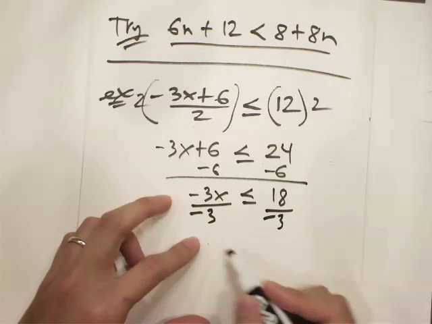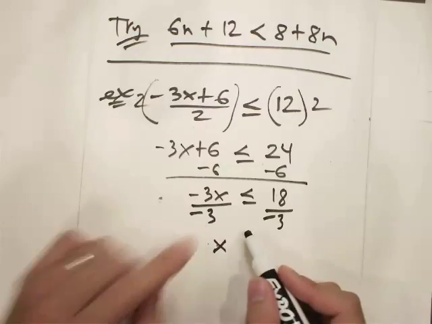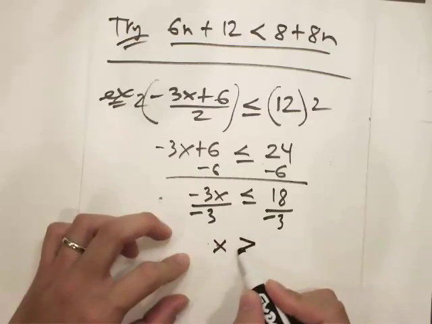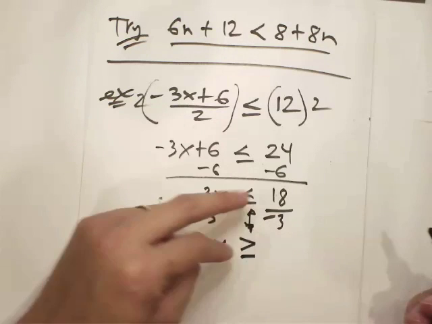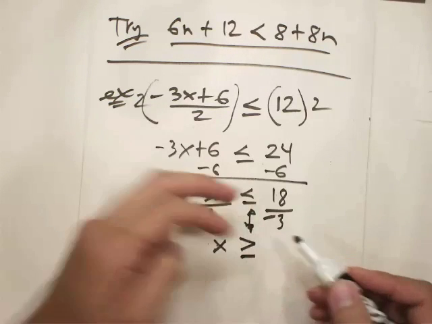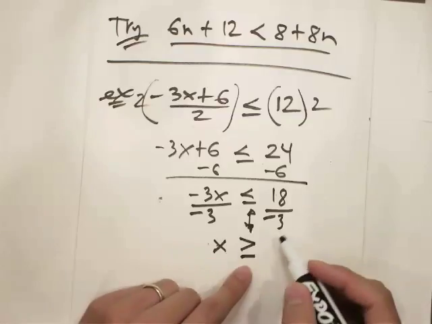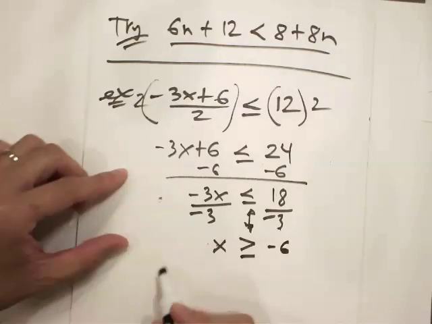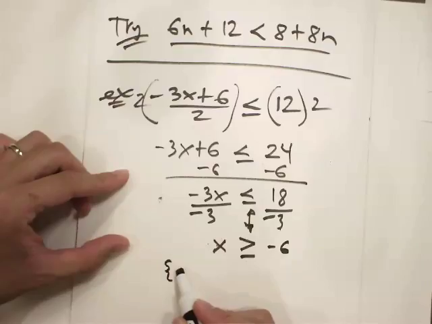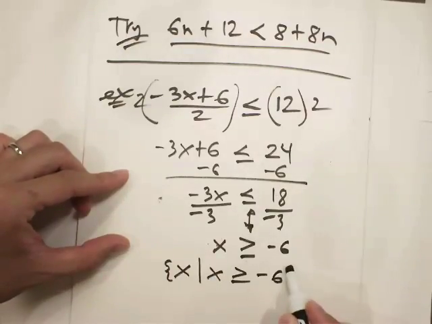Notice that this is your last step before obtaining x by itself, and because you are dividing by a negative value, you need to flip your symbol. Flipping, okay? I'm just merely flipping the symbol. I'm not changing the actual symbol. I'm just flipping it. So now x becomes greater than or equal to 18 divided by negative 3, which is negative 6. When I write that as a solution set, it's going to become x such that x is greater than or equal to negative 6.